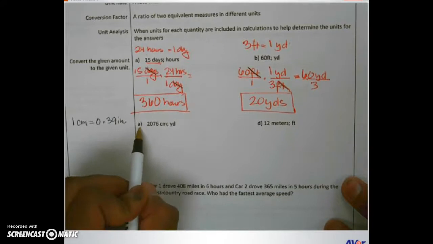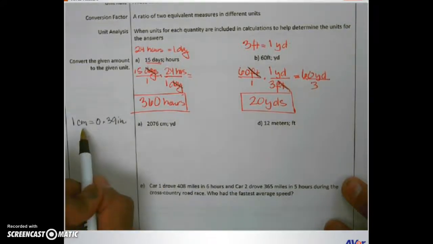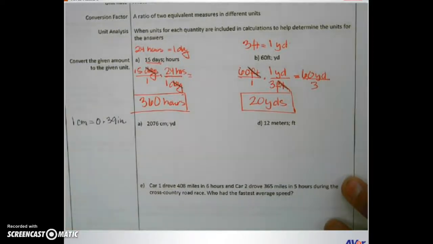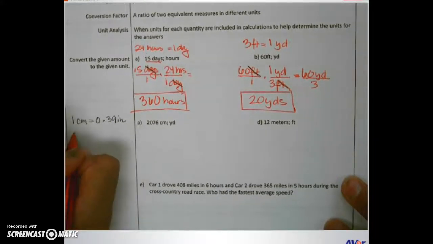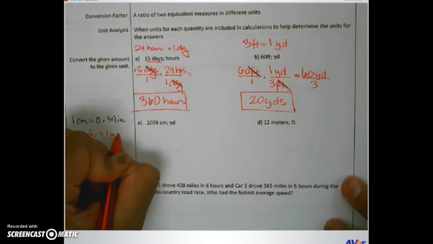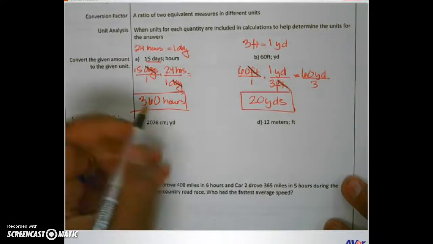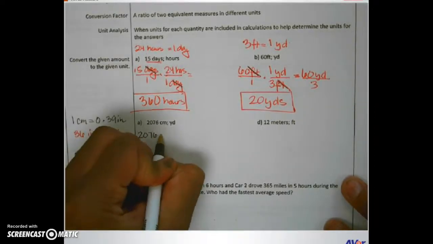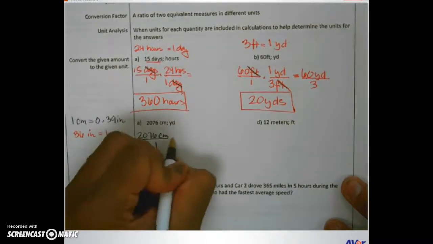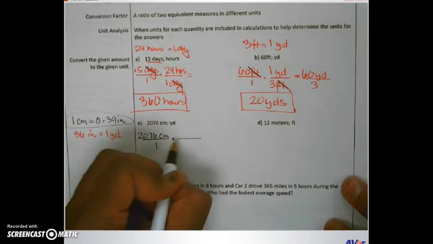So for part A, I want to go from 2,076 centimeters to yards. Well, I have centimeters to inches now, but if you look on your chart, you can also find that there are 36 inches in 1 yard. Well, delightful. Let's try this now. We have 2,076 centimeters over 1, because it's not per anything, times, now for this conversion, the centimeters needs to go where? Top or bottom?